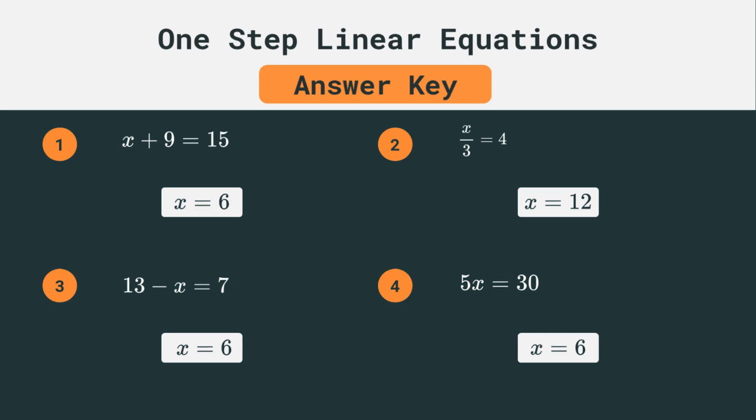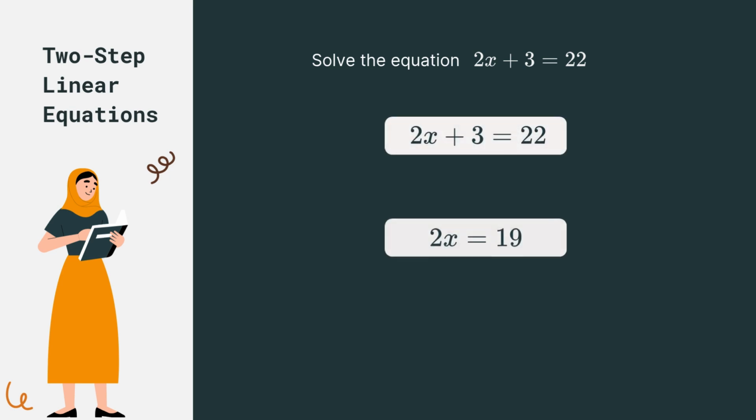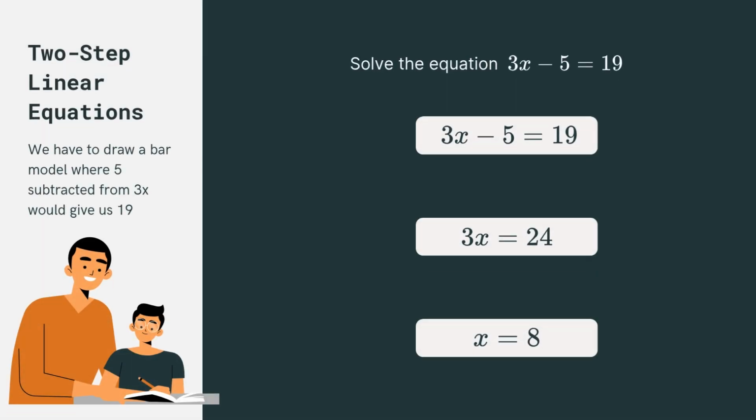Now, we're stepping it up with two-step linear equations. These might sound a bit more complicated, but don't worry. Like this one, 2x plus 3 is equal to 22. We first find that 2x is equal to 19, then divided by 2 we get 9.5. We'll do the same for 3x minus 5 is equal to 19, and guess what? X is 8 again. See, not so hard after all.